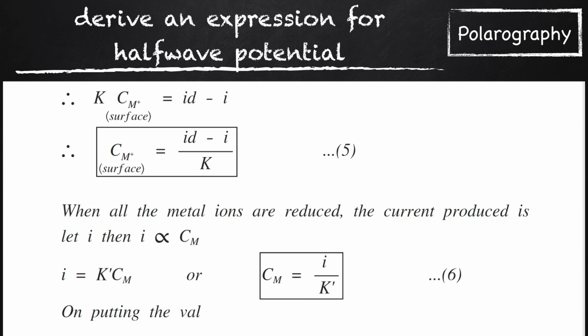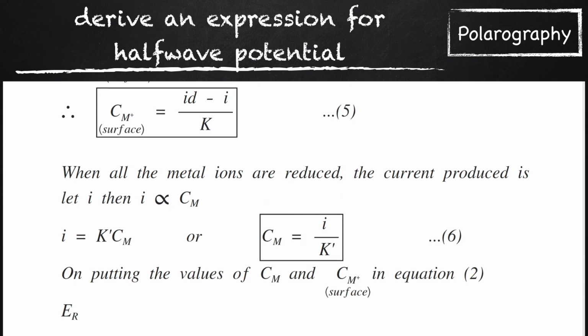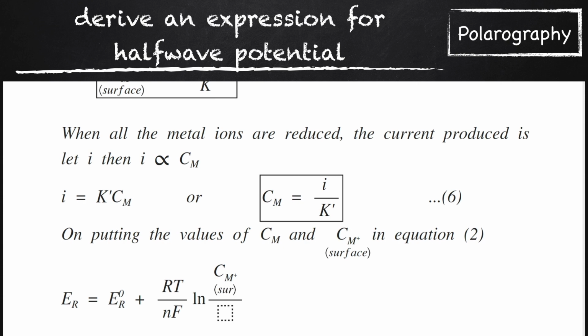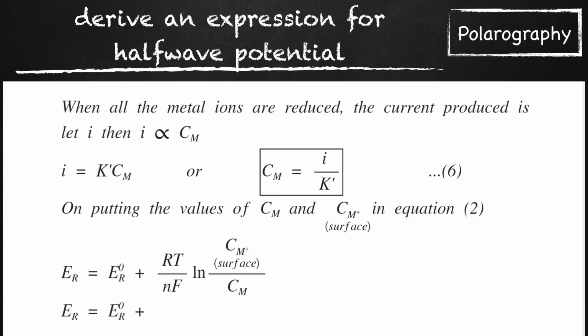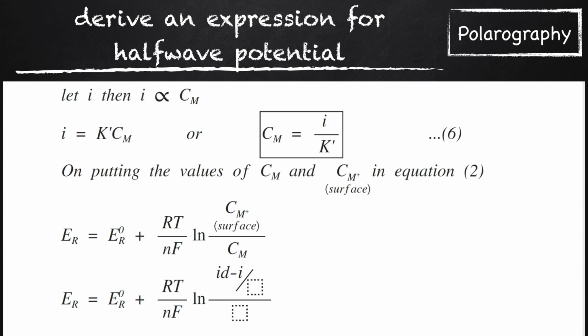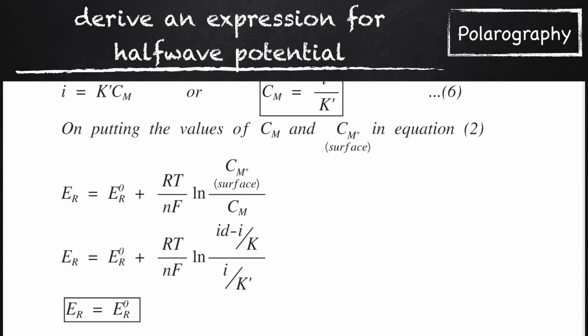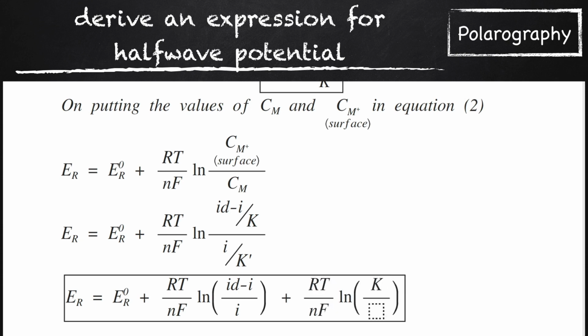On putting the value of Cm and Cm plus surface in equation number 3, which is Er is equal to E0R plus RT by NF ln of Cm plus surface divided by Cm. So it becomes Er is equal to E0R plus RT by NF ln of id minus I by K divided by I by K dash. Let's simplify this equation. So Er becomes E0R plus RT by NF ln of id minus I divided by I plus RT by NF ln of K dash by K. This is equation number 7.